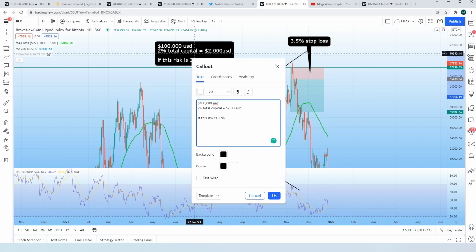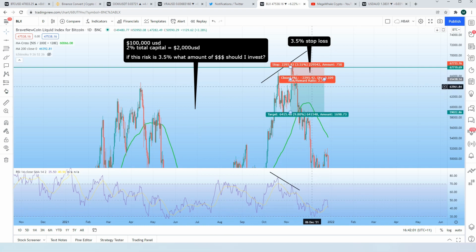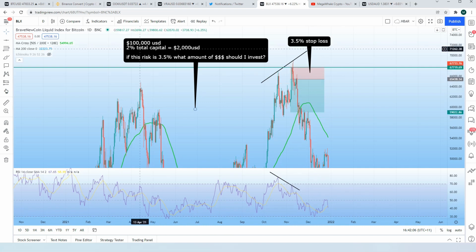If the risk is 3.5%, what amount of dollars should I invest? This is the question we're going to be asking today, and this is a question that you probably ask yourself all the time when you see trade signals. What amount of money should I invest in this signal? We do use the risk reward ratio and the stop loss information, as well as our capital amount and the amount we are happy to lose as information to answer this question.